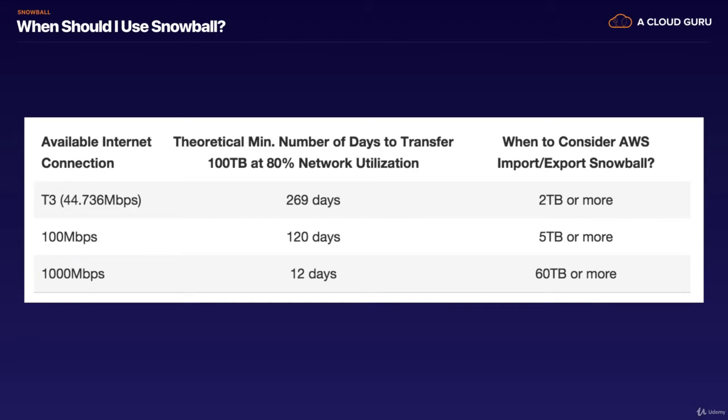If you were going to use AWS Snowball with those three different speeds, over here are the amounts of data at which you should consider using Snowball: 2 terabytes or more for the first connection, 5 terabytes or more for 100 megabits per second, and 60 terabytes or more for 1,000 megabits per second. So that's all Snowball is.